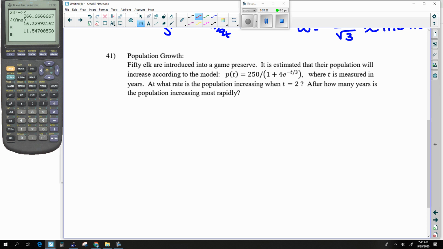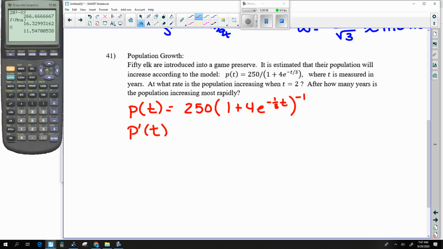Okay, this is going to be kind of a calculator problem. Yeah, I'm going to use a calculator a bit in this one. So when is the population increasing most rapidly? Okay, so let's just start this off. Our population is 250. I'll write it as a multiplication. 1 plus 4e to the negative 1/3 t to the negative 1.